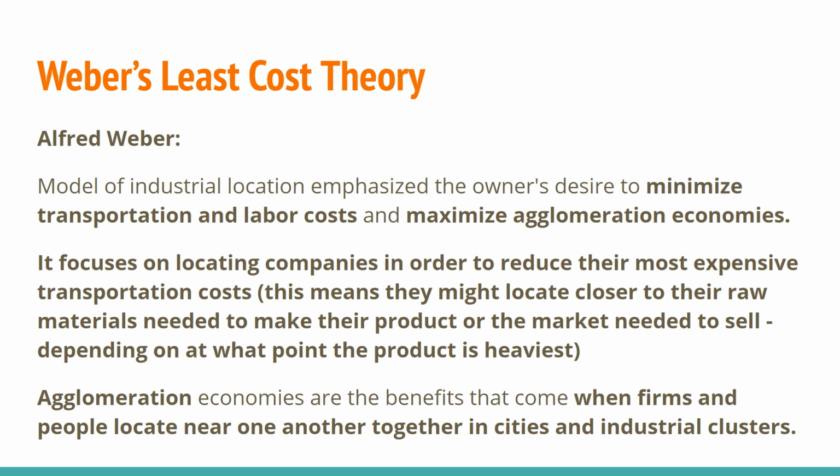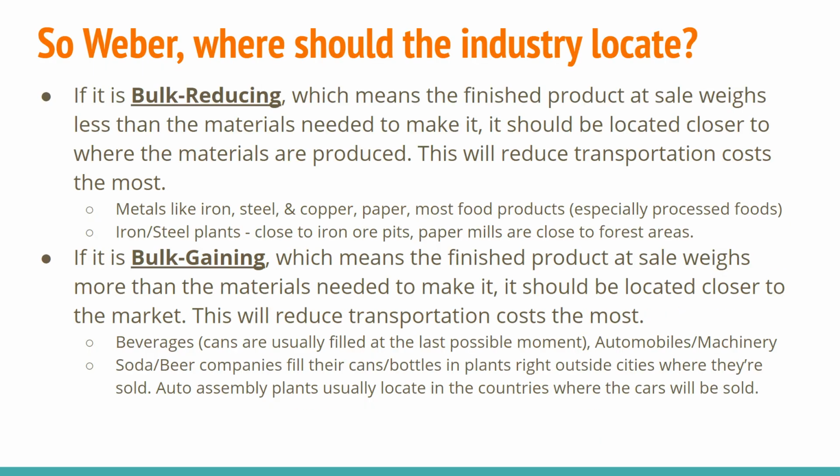A good example of this is up north in Northern California. We have an area called Silicon Valley. That's where a lot of our e-commerce companies and our internet companies, our .coms, are located, so that they can all really take advantage of having those skilled workers that come out of the universities in that area. So Weber argued companies are going to agglomerate sometimes, and they're most importantly going to locate based on reducing their transportation costs. So Weber, where should the company locate?